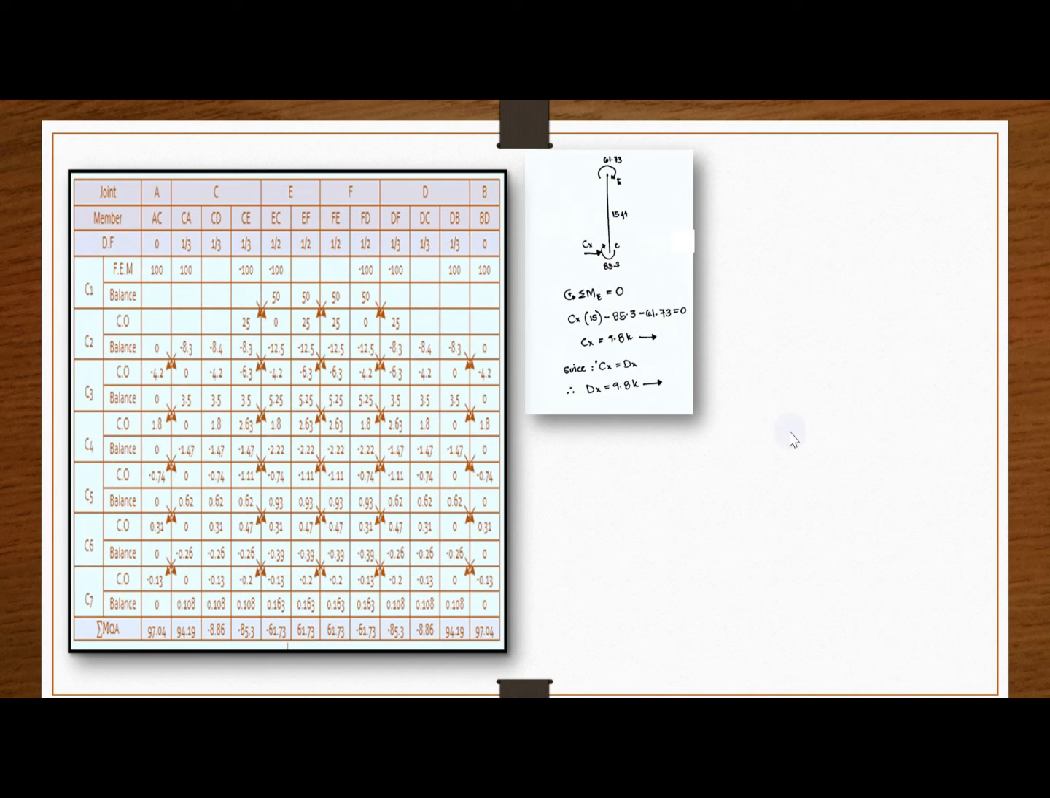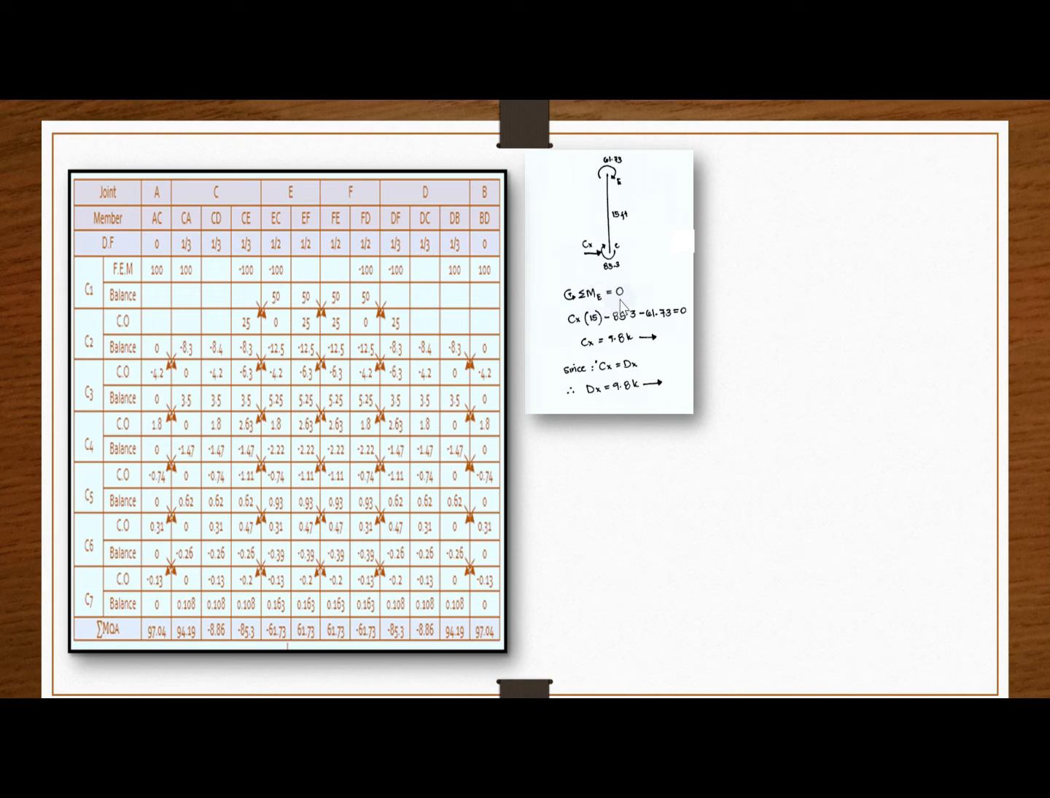So, next is for our moment E. Our reaction for CE is, for our reaction clockwise, E clockwise is 61.73. Also here C clockwise is 85.3, and the length of this CE is 15 feet. So summation of all counterclockwise is positive.